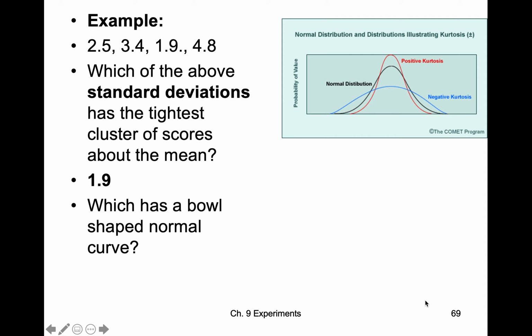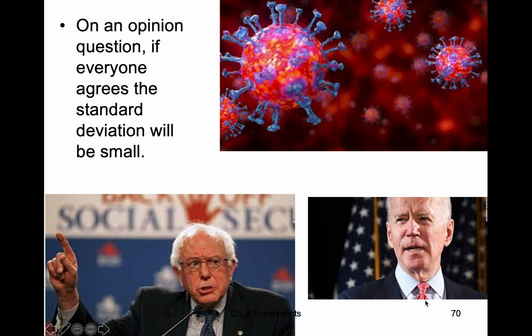Now, which has a bowl-shaped normal curve? That would be 4.8. It's bigger, and that would be a larger normal curve, or a normal curve is the same thing as a bell curve. Now, on an opinion question, if everybody agrees on the answer, the standard deviation will be small. It'll be a small standard deviation, and this is a great tool to have when you're looking at some questions.